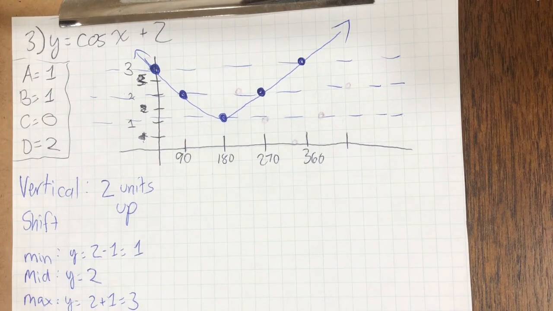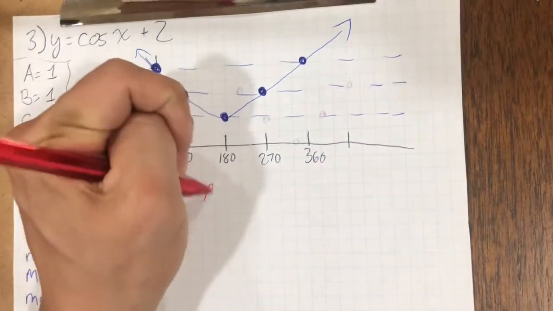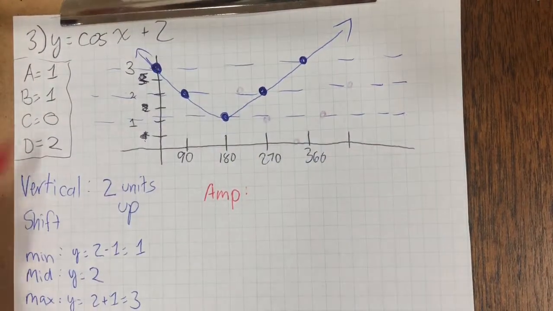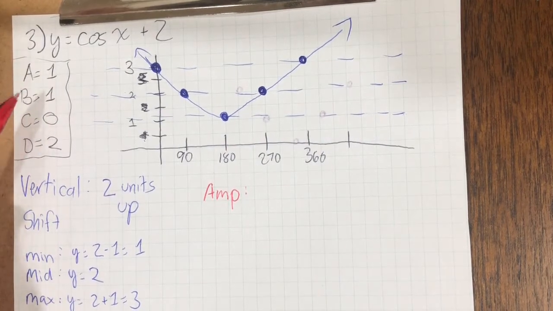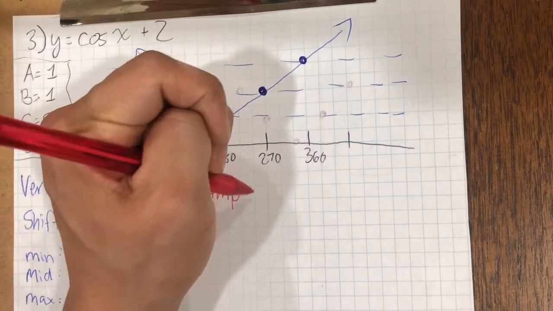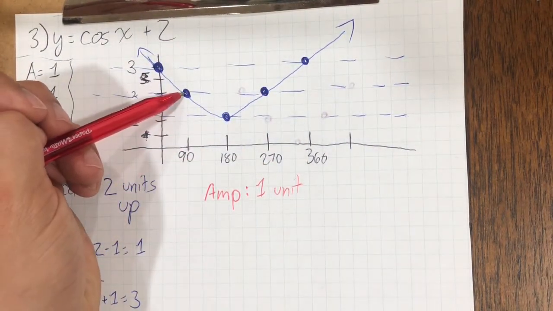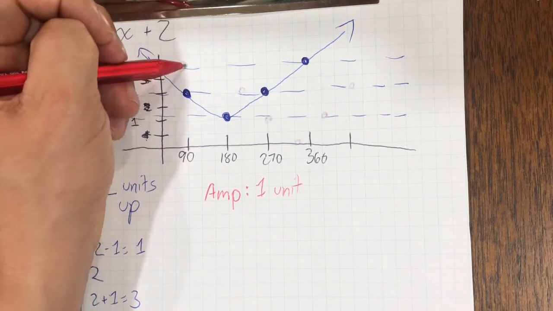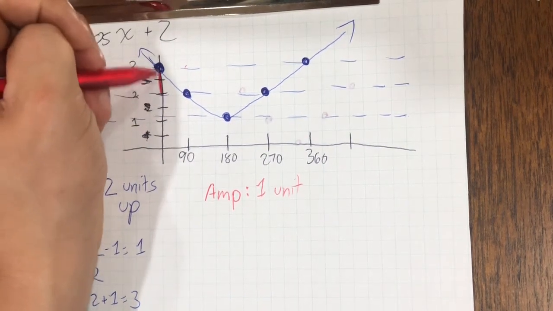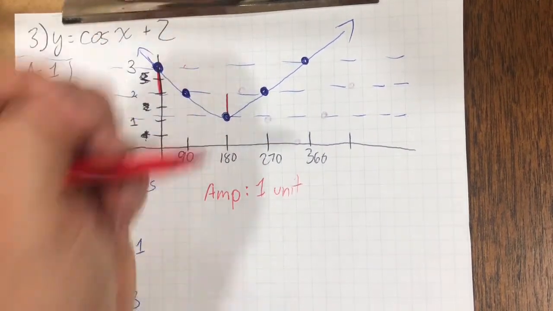So we only had a vertical shift for number 3, but let's say I wanted to figure out the rest of the information for cosine of x plus 2. What was my period? What are the quarters? And what was the amplitude? So I'm going to go ahead and figure that out. If I take a look at the amplitude, we see that my A is 1. So that means that my amplitude is going to be 1 unit. And if we take a look, we see that from the midline to the max, and the midline to the min is just still 1 unit.